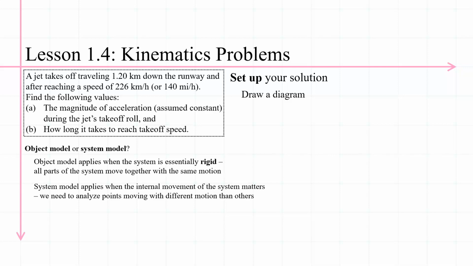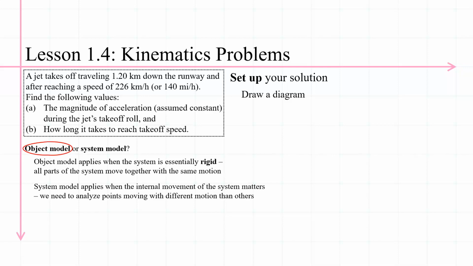So for a moving airplane, are we assuming that the airplane is essentially a rigid object, or is it an object that has a lot of moving parts that we're going to have to account for individually because their movement is going to affect the motion of the plane forward? We're actually going to assume that we're dealing with the object model. Now, again, there are obviously moving parts on a plane, but we're not considering those.